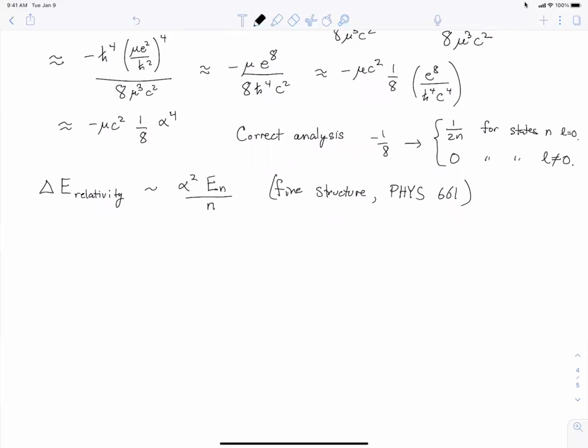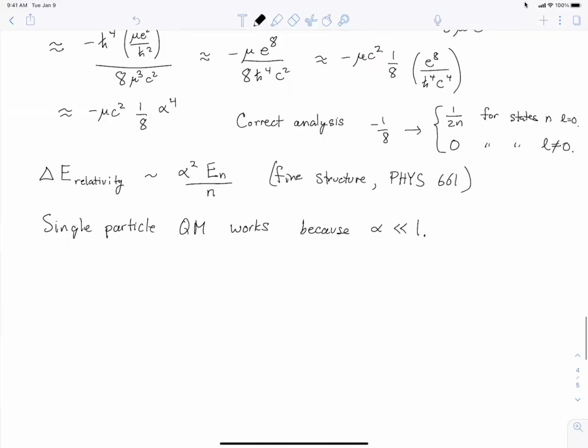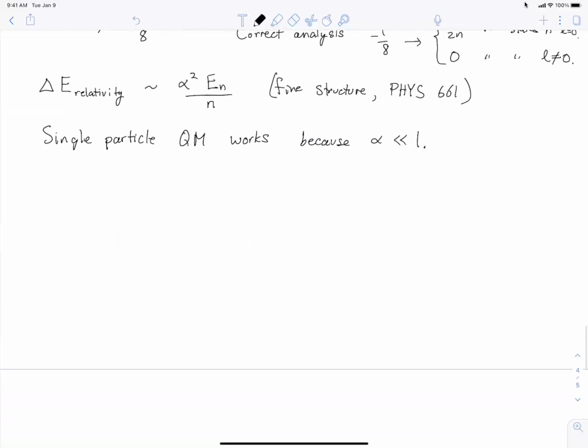Okay. So, in other words, the whole reason single particle quantum mechanics, where we neglect positrons, works is because of the accidental fact that the fine structure constant is much, much less than 1. You could imagine we lived in a world where the fine structure constant was 3, and then everything we would have done talking about the hydrogen atom would have been completely wrong. But that's not the world we live in.